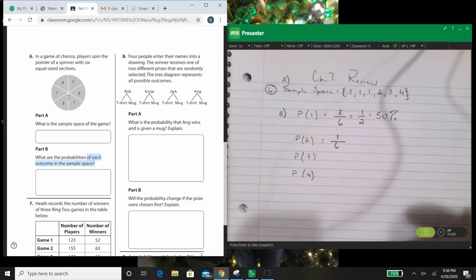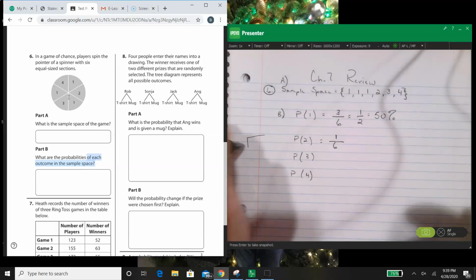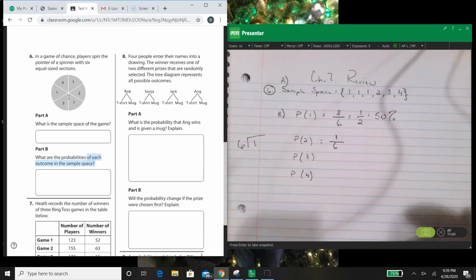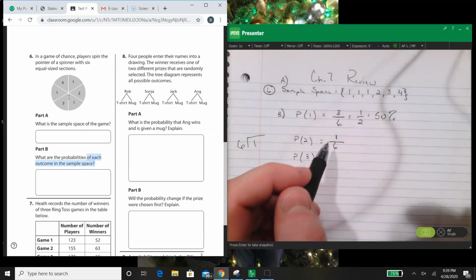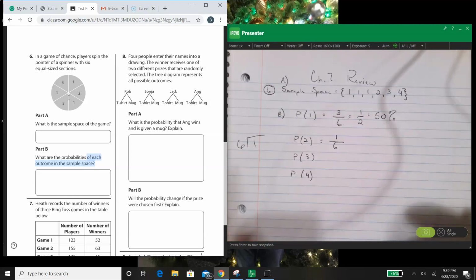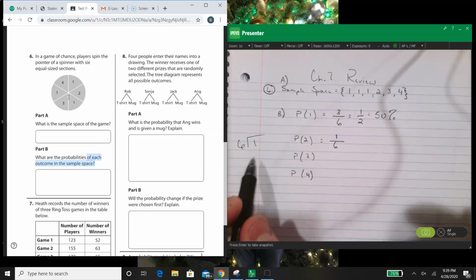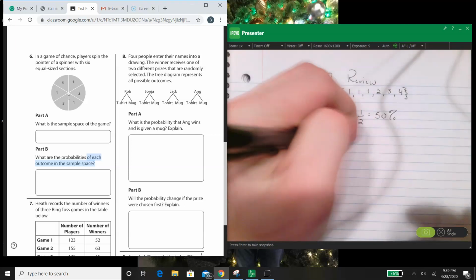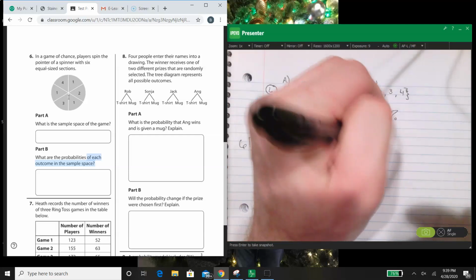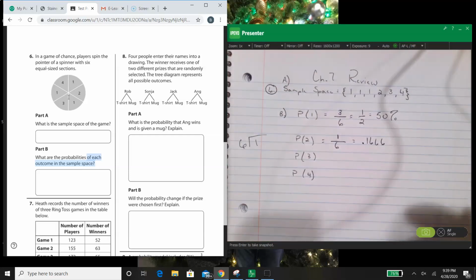So if you're not sure what 1 over 6 is, a couple ways. You can create your division bar, and you can put 1 on the inside, 6 on the outside. The number that's on top always goes in the inside, the number on the bottom always goes on the outside. Or you can take your calculator, type in 1 divided by 6, and that's going to give you 0.16, and that just keeps on going.